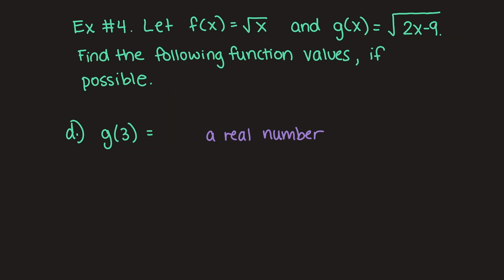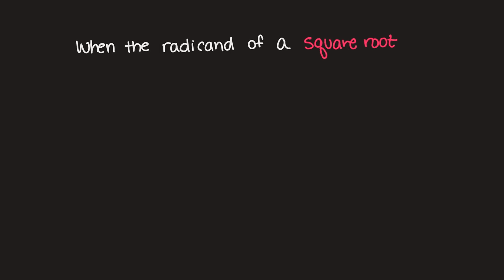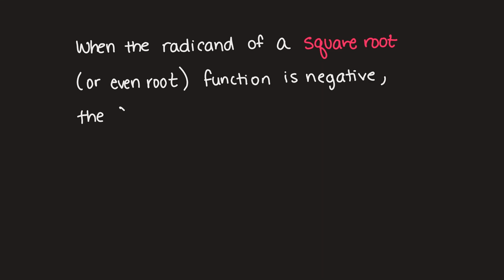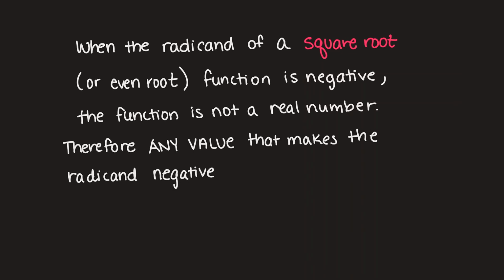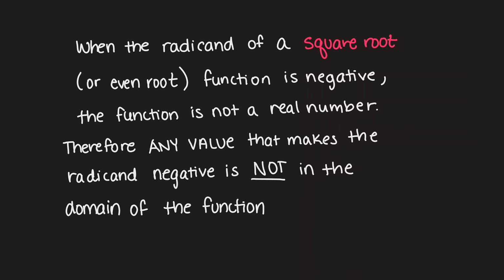Okay, so now let's talk about the domain for square root functions. So when the radicand of a square root or even root function is negative, the function is not a real number. Therefore, any value that makes the radicand negative is not in the domain of a square root function. So let's do a couple of examples where we determine the domain.